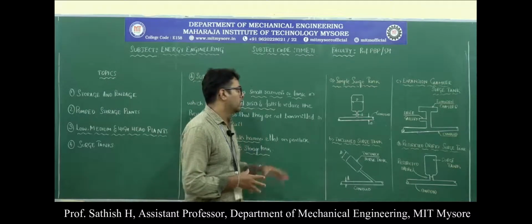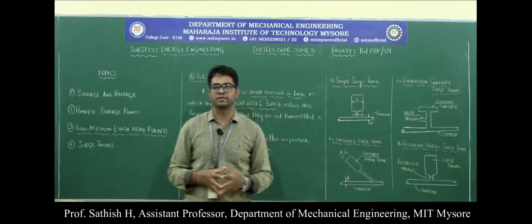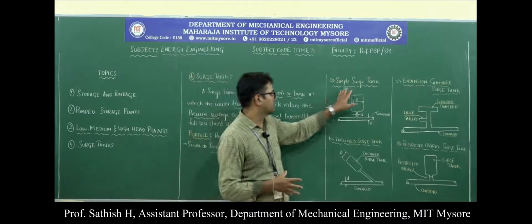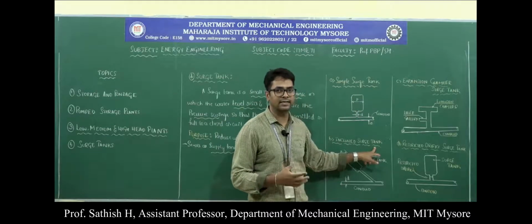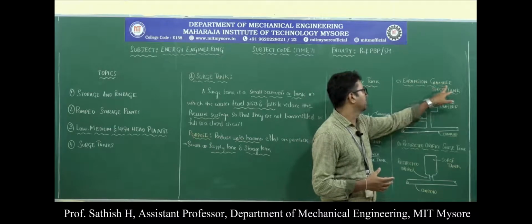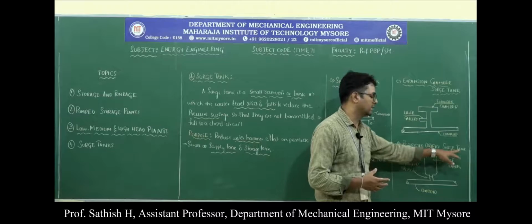Coming to the next topic, there are various types of surge tanks. The four types are the simple surge tank, the inclined surge tank, which is the second type, then the expansion chamber surge tank, and the fourth one is the restricted orifice surge tank.